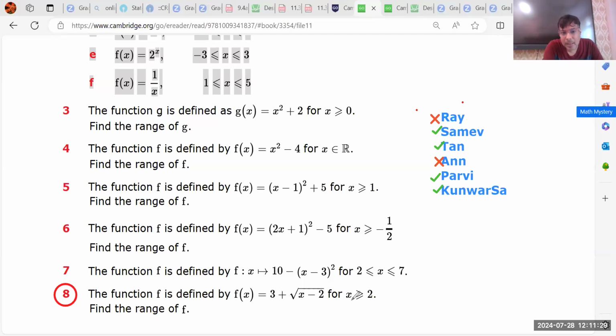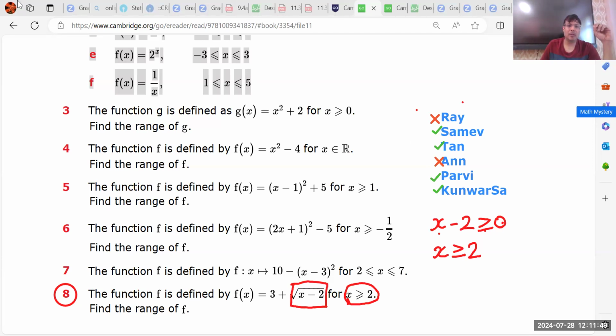I am asking beta, see Ray, ये function define ही नहीं है negative numbers के लिए, because x minus 2 should be greater than equal to 0. For x minus 2 greater than equal to 0, x should be greater than equal to 2. So what is the minimum value of a square root function? 0. So if the minimum value is 0, then the range will be between 3 to infinity. And we got it?